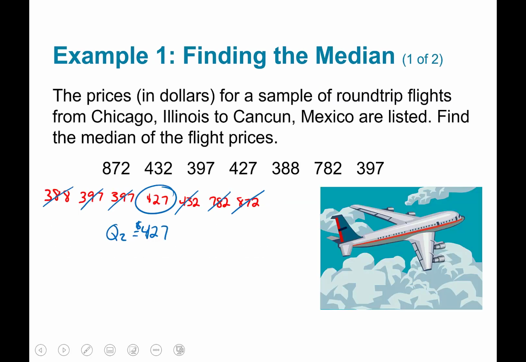So going back here just to show you that that would work, right? We had 7 prices. So the location of the median would be 7 plus 1 over 2, or the 4th data value. And if we look, sure enough, 1, 2, 3, 4, 427 was our 4th data value once we ordered our data.